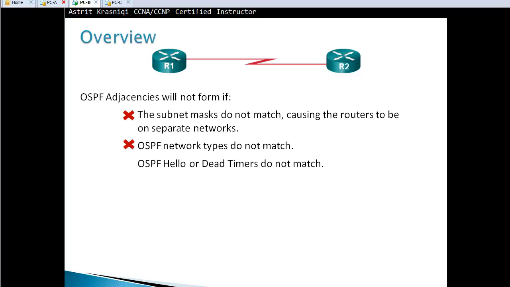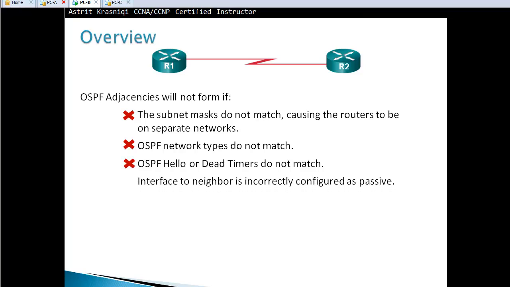The OSPF hello and dead timers do not match. If one side has a different hello and dead timer than the other side, it is not going to form adjacency. For example, the default is 10 seconds. We send the hello messages every 10 seconds, and the dead timer is 4 times that. On a slow link, the hello is every 30 seconds, and the dead timer is, sorry, 4 times that, so it's 120.